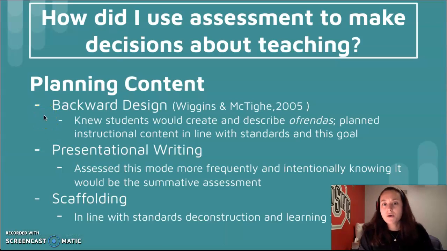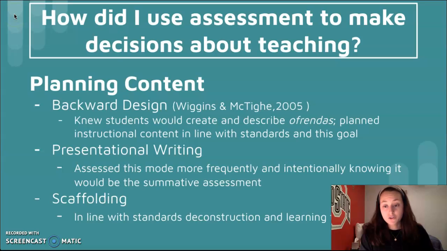So I will now discuss how I used assessment to make decisions about my teaching. Starting at the very beginning and in line with backward design, I knew what the end was going to be, I knew what my goal was, and I planned instruction accordingly. So in order for students to be able to create and describe ofrendas, I needed to give them the vocabulary they would need and align my instruction with this goal.